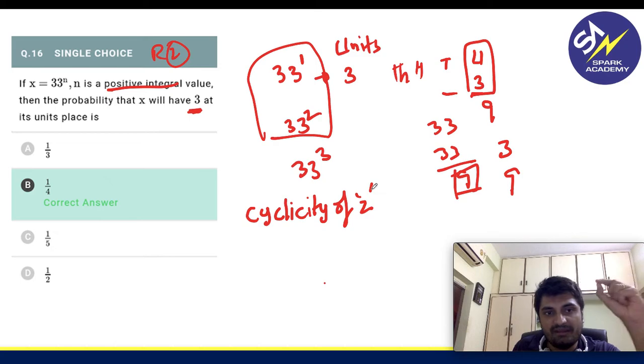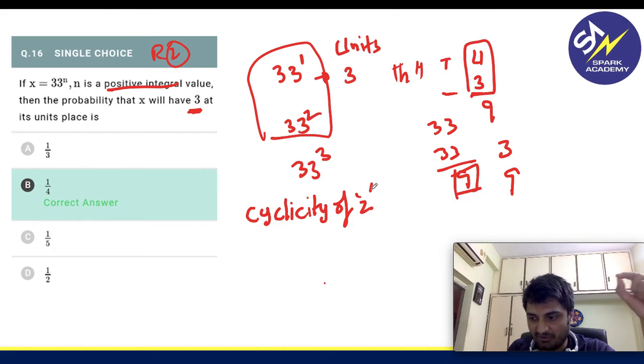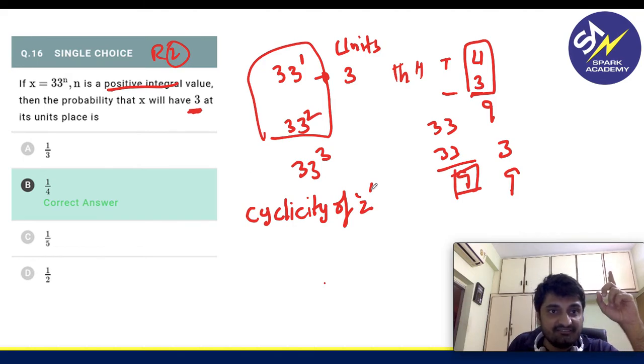Okay? So how many positive integers are there, guys? What is he asking you? They are asking us probability, which is what we want by total, right? So probability is what we want by total. N is a positive integral value we are doing. So actually we'll have 3 at its units place. N is a positive integer value.